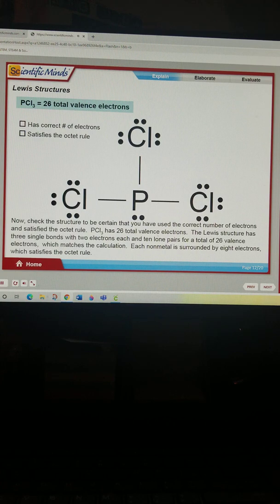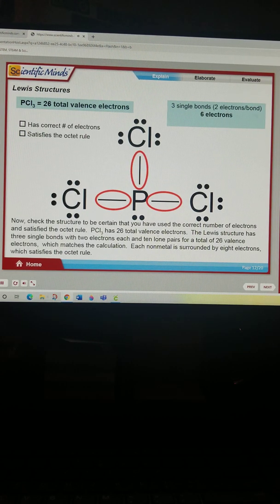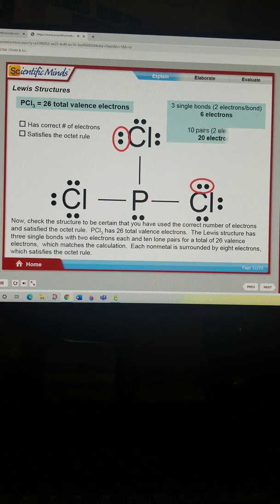Now, check the structure to be certain that you have used the correct number of electrons and satisfied the octet rule. PCl3 has 26 total valence electrons. The Lewis structure has 3 single bonds with 2 electrons each and 10 lone pairs, for a total of 26 valence electrons, which matches the calculation. Each nonmetal is surrounded by 8 electrons, which satisfies the octet rule.